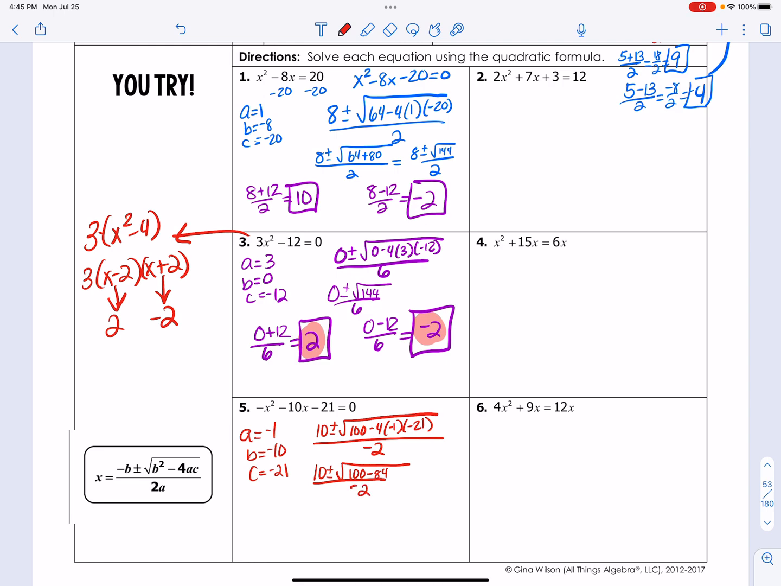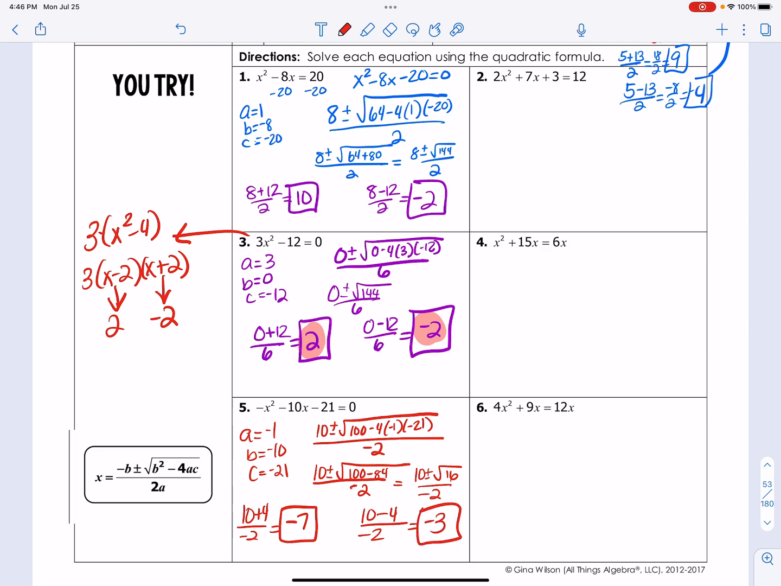Okay, I'm going to need some help. I think 100 minus 84, that's 16? Yeah. So that is 10 plus or minus the square root of 16 over a negative 2. The square root of 16 is 4, so 10 plus 4 over a negative 2. That is 14 divided by negative 2, which is a negative 7. There's one of my answers. And then 10 minus 4 over a negative 2, that is 6 divided by negative 2, which is a negative 3.